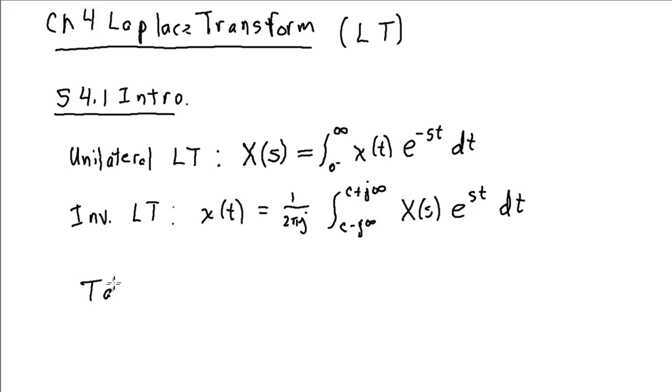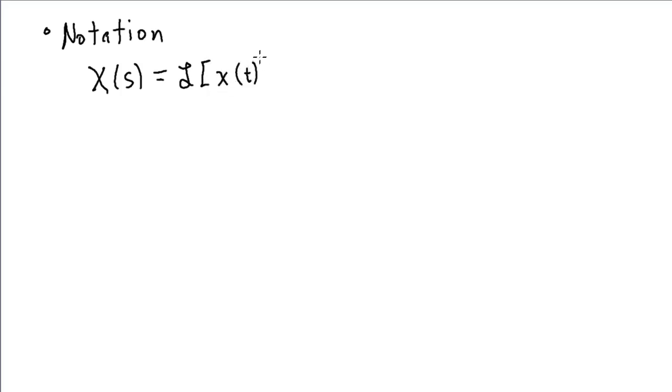Instead, we'll be using a table lookup to find the inverse transforms. This is fairly common and simplifies the work considerably. A few comments on notation. I've already introduced capital X of s as the Laplace transform. Sometimes we'll see this written with a script L, or cursive L. So this is another way to indicate the Laplace transform of a time domain function x of t.